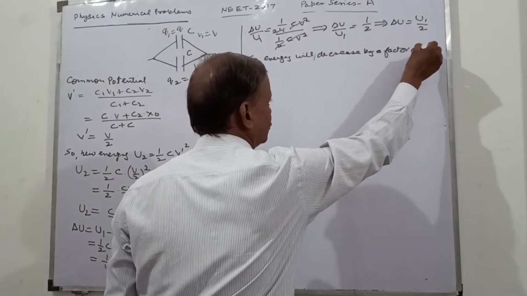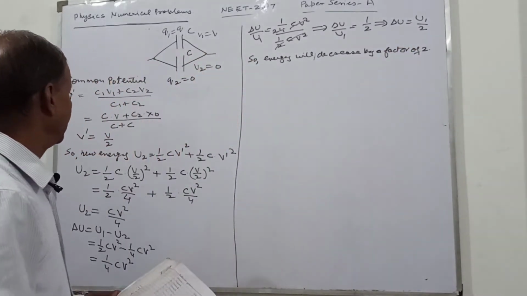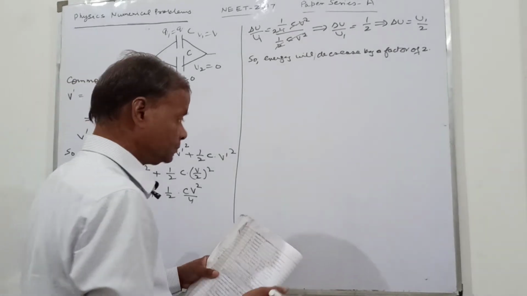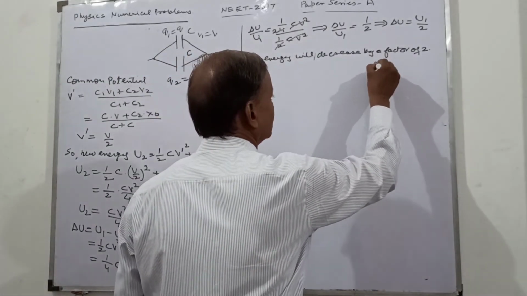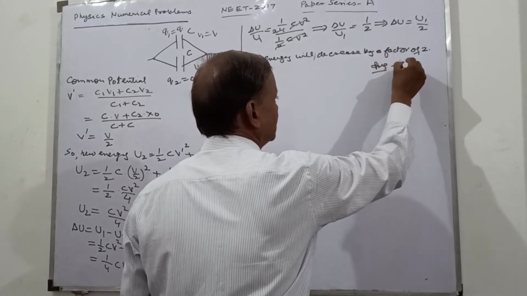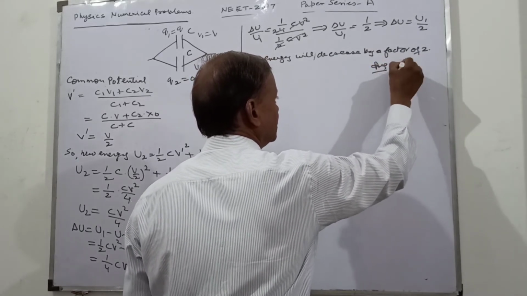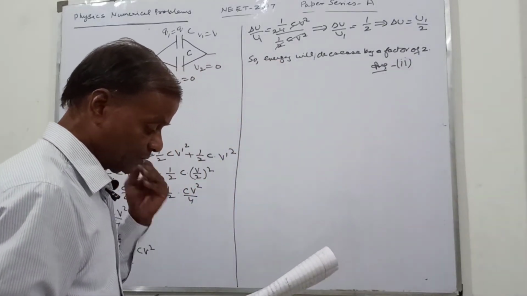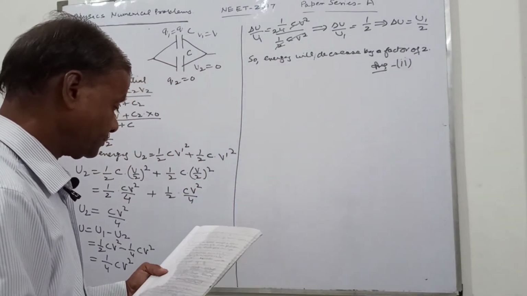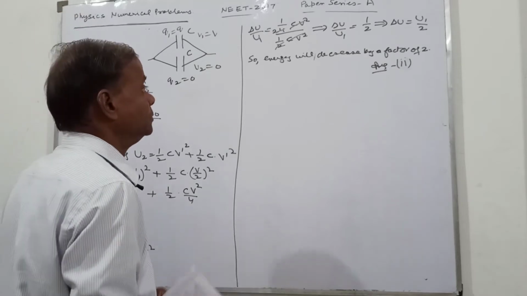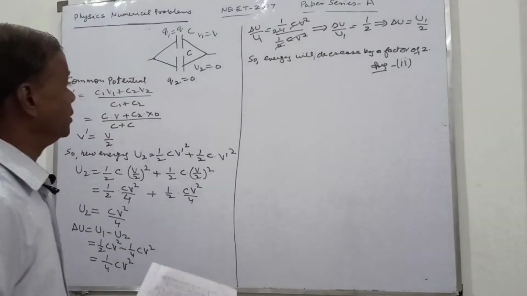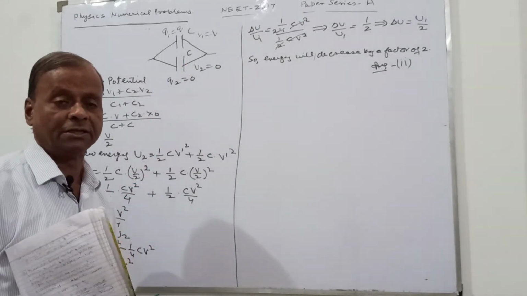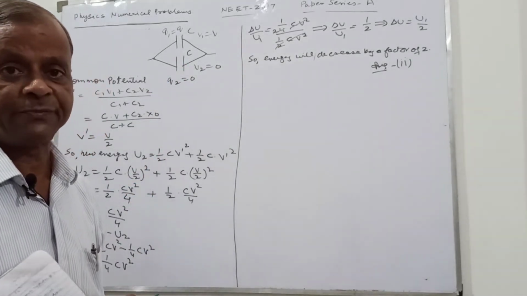So our right answer is toward the second one. It is given that it decreases by a factor of 2. So this is what to apply. That first we apply because the single capacitor is being charged by the battery.